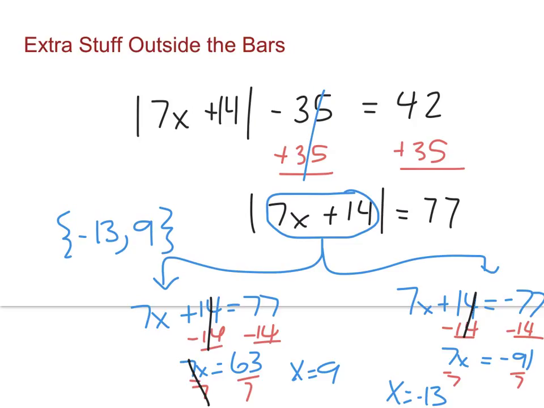The key to these problems is to take care of what's on the outside first using inverse operations. All right, that's the big deal. Inverse operations first before we break into two pieces.